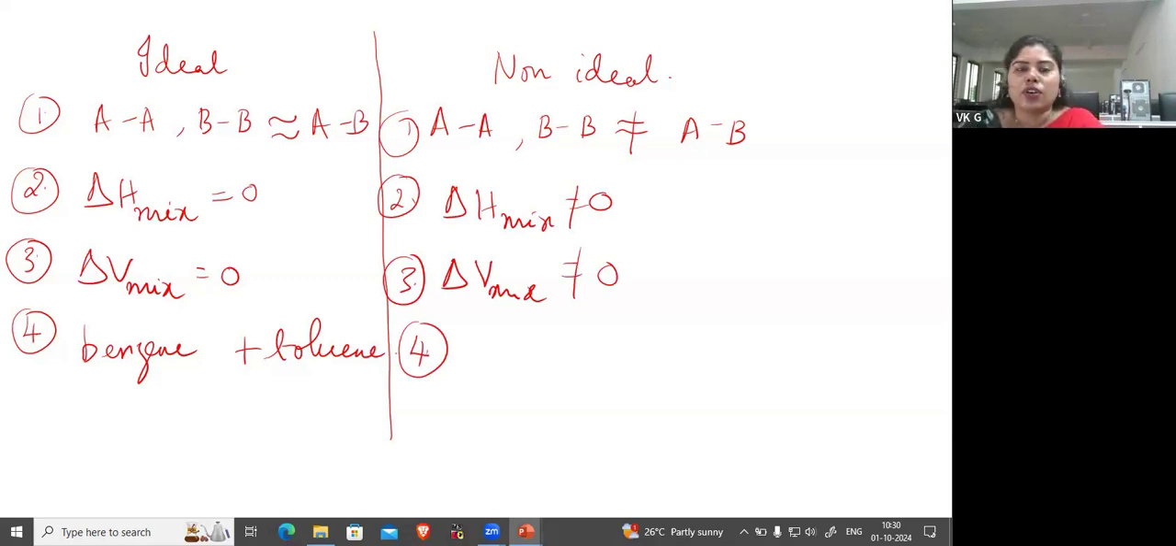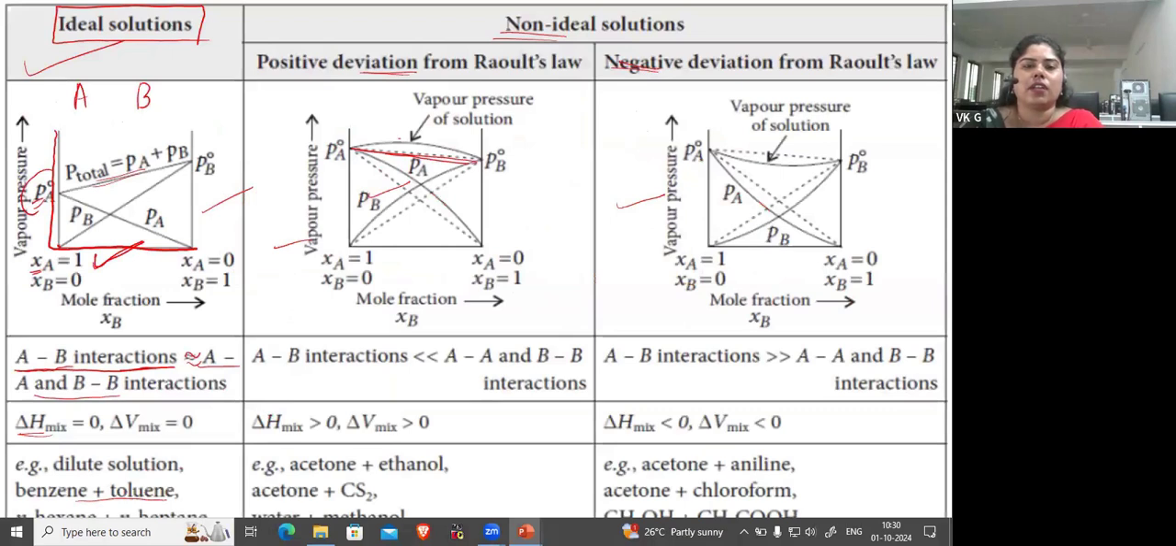Okay, getting back to what is non-ideal solution. Very, very important again, a 3 marks question in the boards and all. They ask this: what is the difference between non-ideal solution showing positive deviation and negative deviation? Positive means vapor pressure is higher. Negative deviation means vapor pressure is lower. You can exactly detect by using the graph. It should be easy for you.